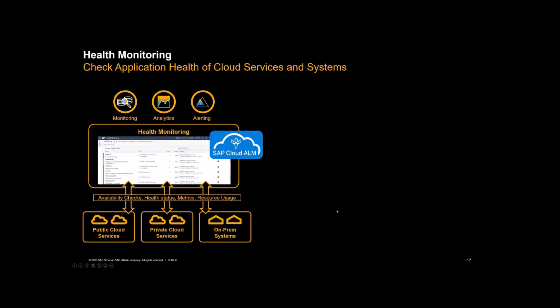Good. The next thing we have in mind is health monitoring. Health monitoring is a kind of technical monitoring. This means we collect technical KPIs from public cloud services. An example here is certificates, for instance. Certificates are handled by the customer, so appropriately we need a certificate monitoring. But also, in particular from our private cloud services and our on-premise systems, we are collecting further technical KPIs for monitoring, analytics, and alerting on these KPIs.